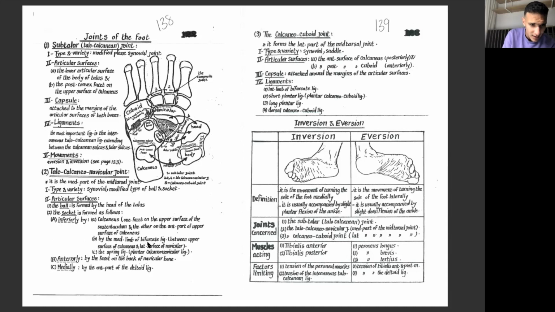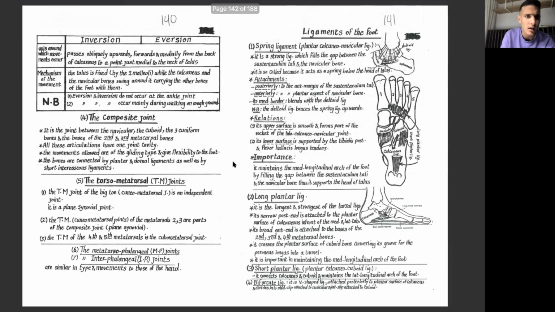I advise you to go look at how that's situated because it's so hard to imagine right now. And finally, the calcaneocuboid joint between the calcaneus and the cuboid bone. It's a partial saddle joint between the anterior surface of the calcaneus and the posterior surface of the cuboid. The cuboid is found anterior to the calcaneus. That's it. The movements are inversion and eversion, of course, and there's one more type of movement.